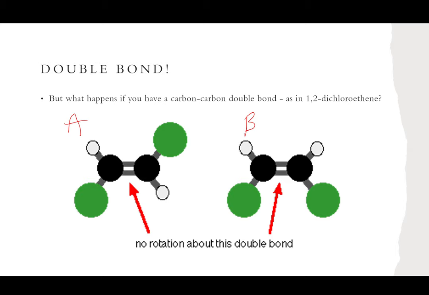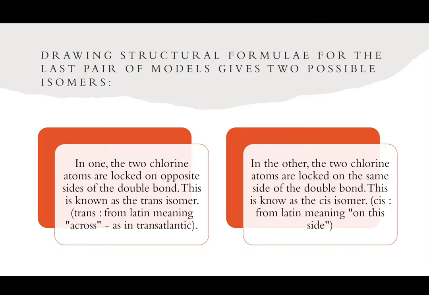Remember, we're doing cis-trans isomerism. Would A be cis or trans? A would be trans, and B would be cis. Okay, lovely. So A is trans and B is cis. So we have trans-1,2-dichloroethene, and we have cis-1,2-dichloroethene. So two different isomers. Drawing the structural isomers is interesting, and naming them is interesting as well.